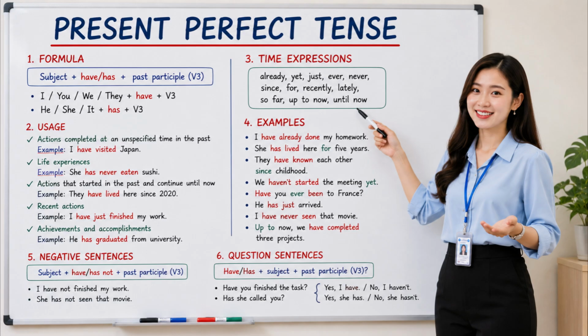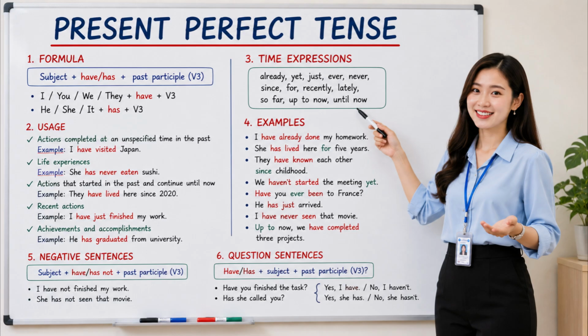We often use the present perfect tense with time expressions such as already, yet, just, ever, never, since, for, recently, lately, and so far. For example, I have already eaten breakfast. Have you finished your project yet? And she has lived in Phnom Penh for 10 years. These words help us understand the relationship between past actions and the present moment.